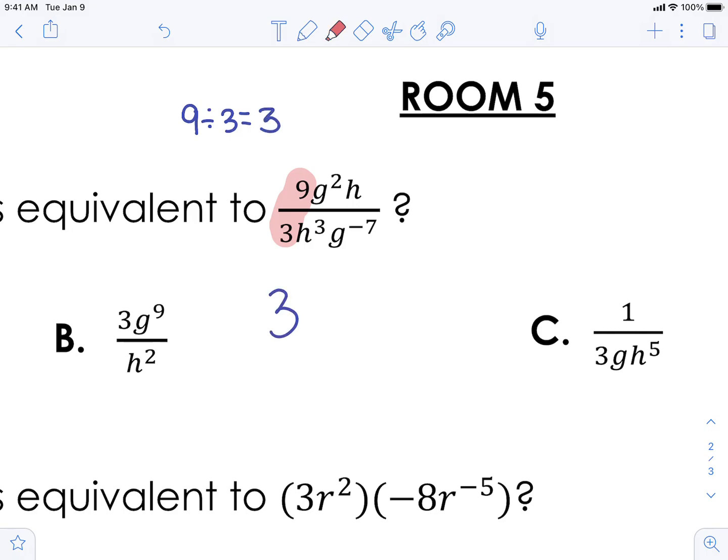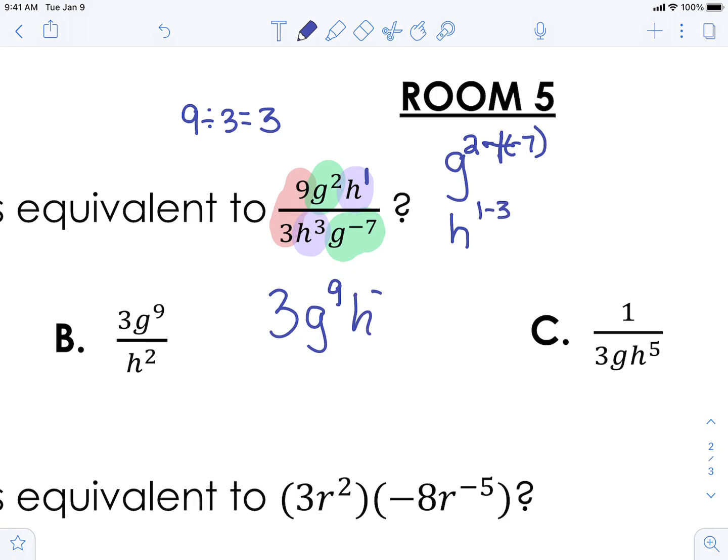Then I need to worry about my variables. So G can only go with a G. Remember, when we are dividing variables, we subtract their exponents. So that means I'm going to have G to the second minus a -7 power. Well, 2 minus a -7, 2 negatives make that a positive, which gives me G to the 9th power. Then I look at my H variables. I have H to the 1st power divided by H to the 3rd power. So I have 1 minus 3 as the exponent, which gives me H to the -2nd power.